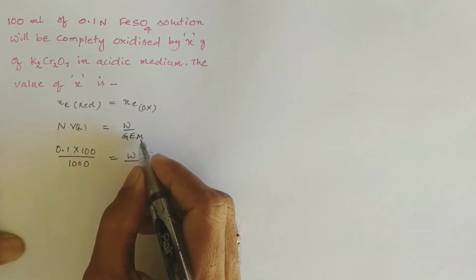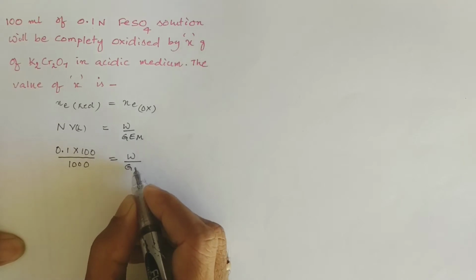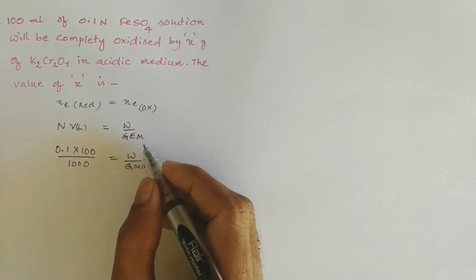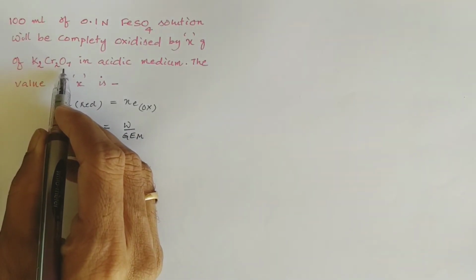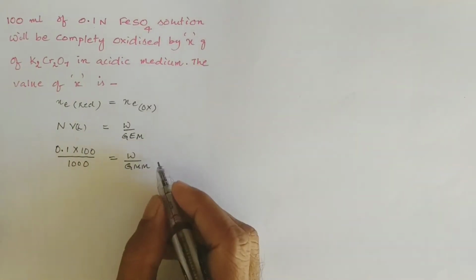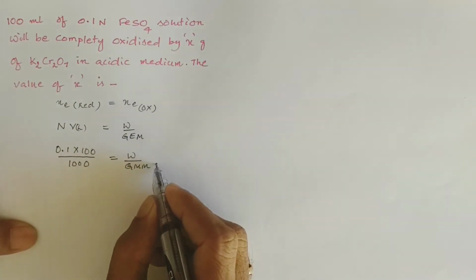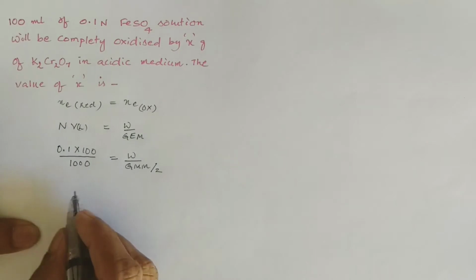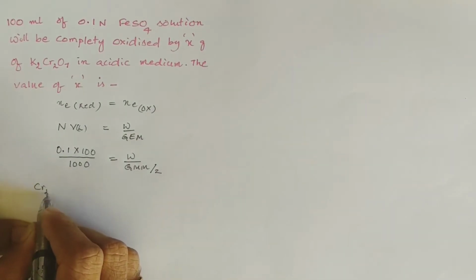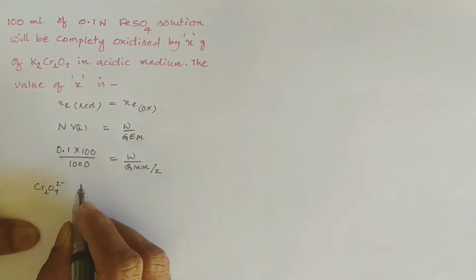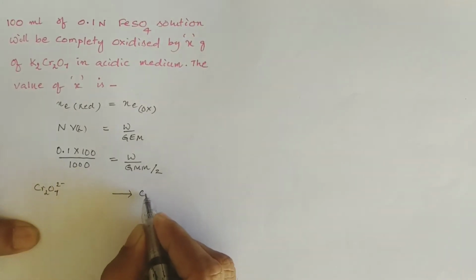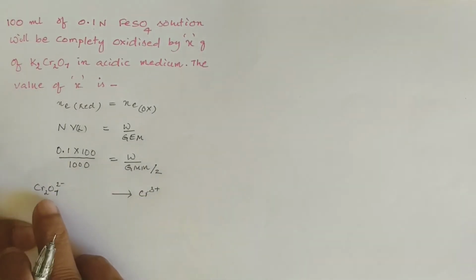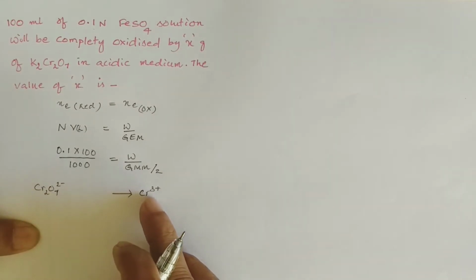Gram equivalent mass is equal to gram molar mass divided by the number of electrons gained by the oxidizing agent in the redox process. That is equal to the Z factor. So gram molar mass divided by Z factor. The Z factor is obtained by using this reaction. Dichromate ion is converted into Cr plus 3 ion in acidic medium, right? This you have to remember. Dichromate ion is reduced to Cr plus 3 ion.